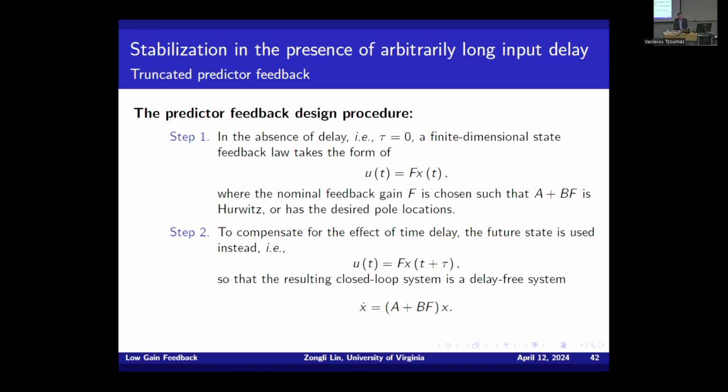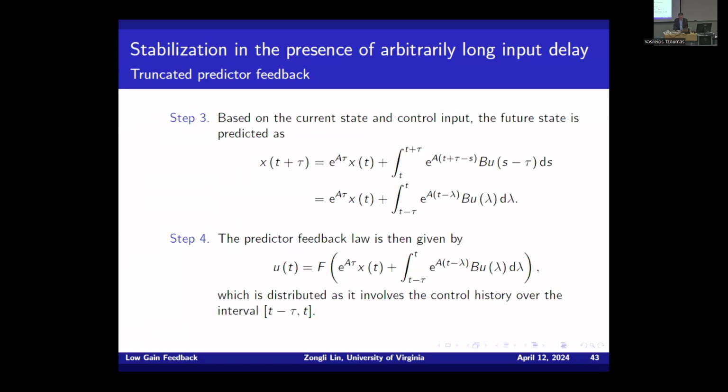Now the question is, how do you predict? Then people say, well, that's easy because I have a linear system. I can solve the equation to get the state, right? So assuming that we can solve that, then the state at t plus tau can actually be written in this form.